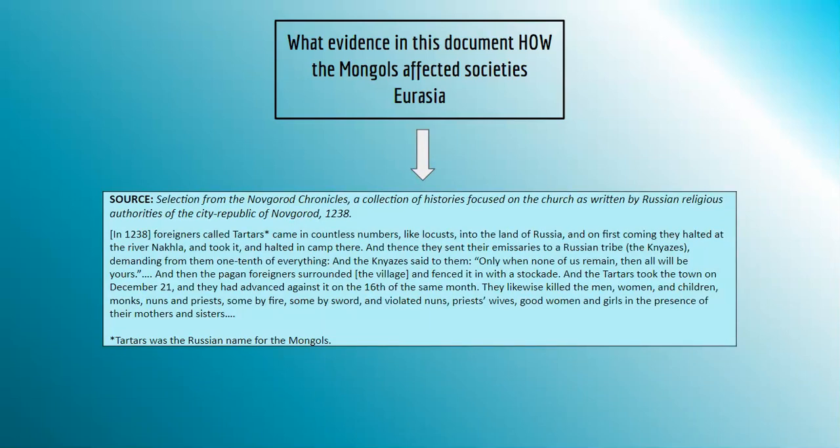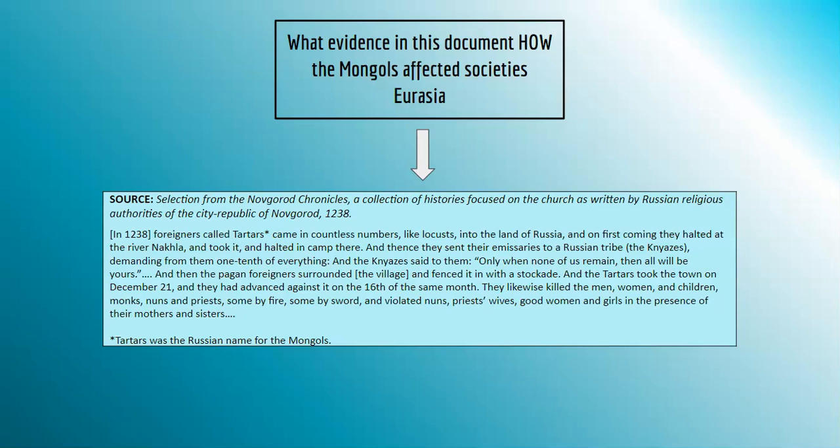So this is a selection from the Novgorod Chronicles. It's basically a document written by Russian religious authorities from the city of Novgorod, in 1238, which is pretty close to the time that the Mongols invaded Russia.